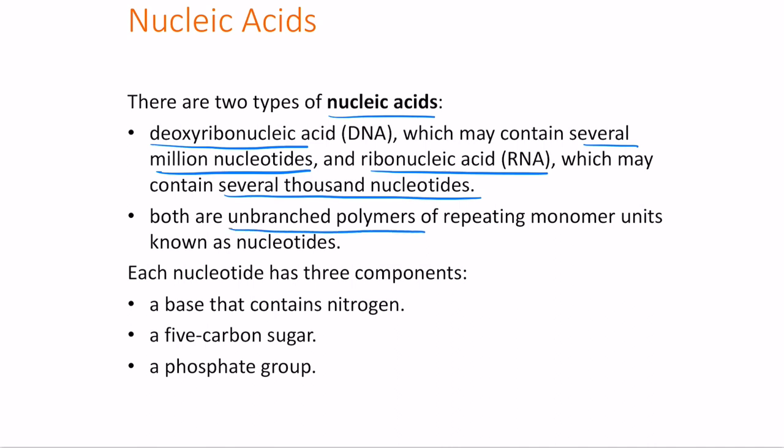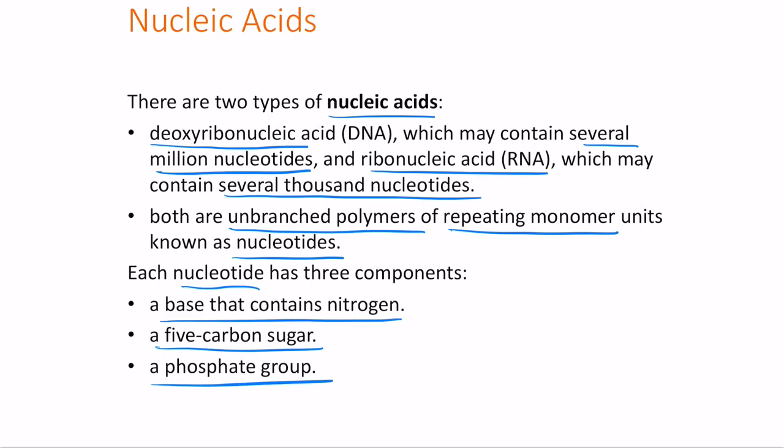Both of these are unbranched polymers of repeating monomer units. We call them nucleotides. So think of nucleic acids as basically unbranched polymers of nucleotides. Each nucleotide contains three things: a base that contains nitrogen, a 5-carbon sugar, and a phosphate.